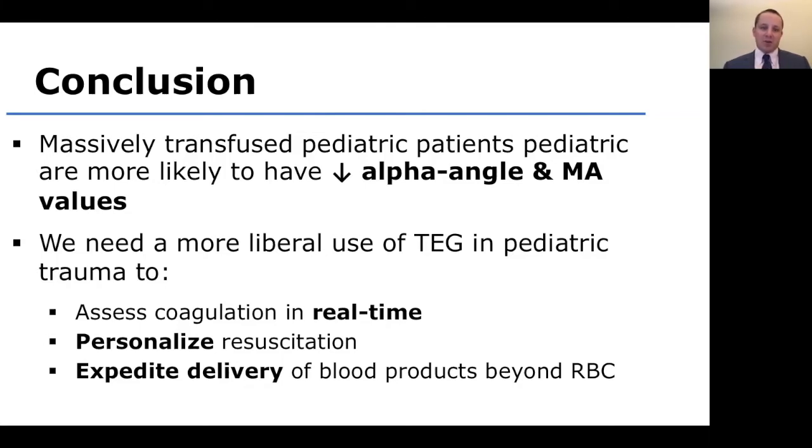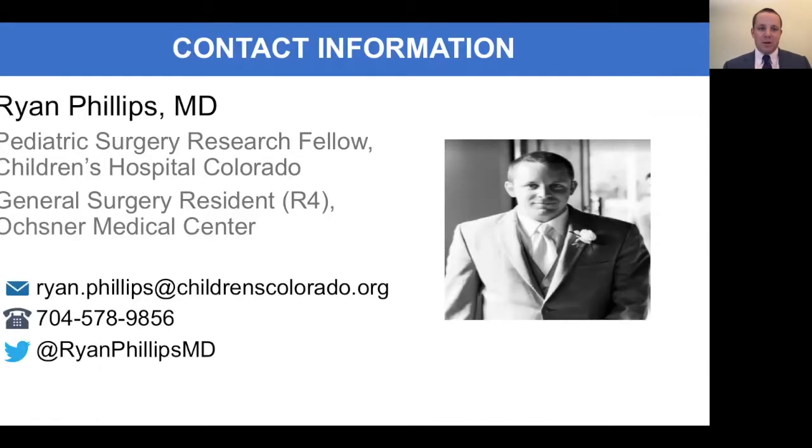So in conclusion, pediatric trauma patients who require massive transfusion are more likely to have lower alpha angles and MA values, in addition to lower platelet counts. This suggests the need for increased TEG use in a bleeding trauma patient due to the prevalence of low fibrinogen and abnormal platelet function. TEG provides real-time information, unlike conventional coagulation labs, which can often take up to an hour to result. Thus, TEG can aid in expediting the delivery of blood products beyond packed red blood cells during trauma resuscitation. Thank you, and I'm happy to answer any questions.